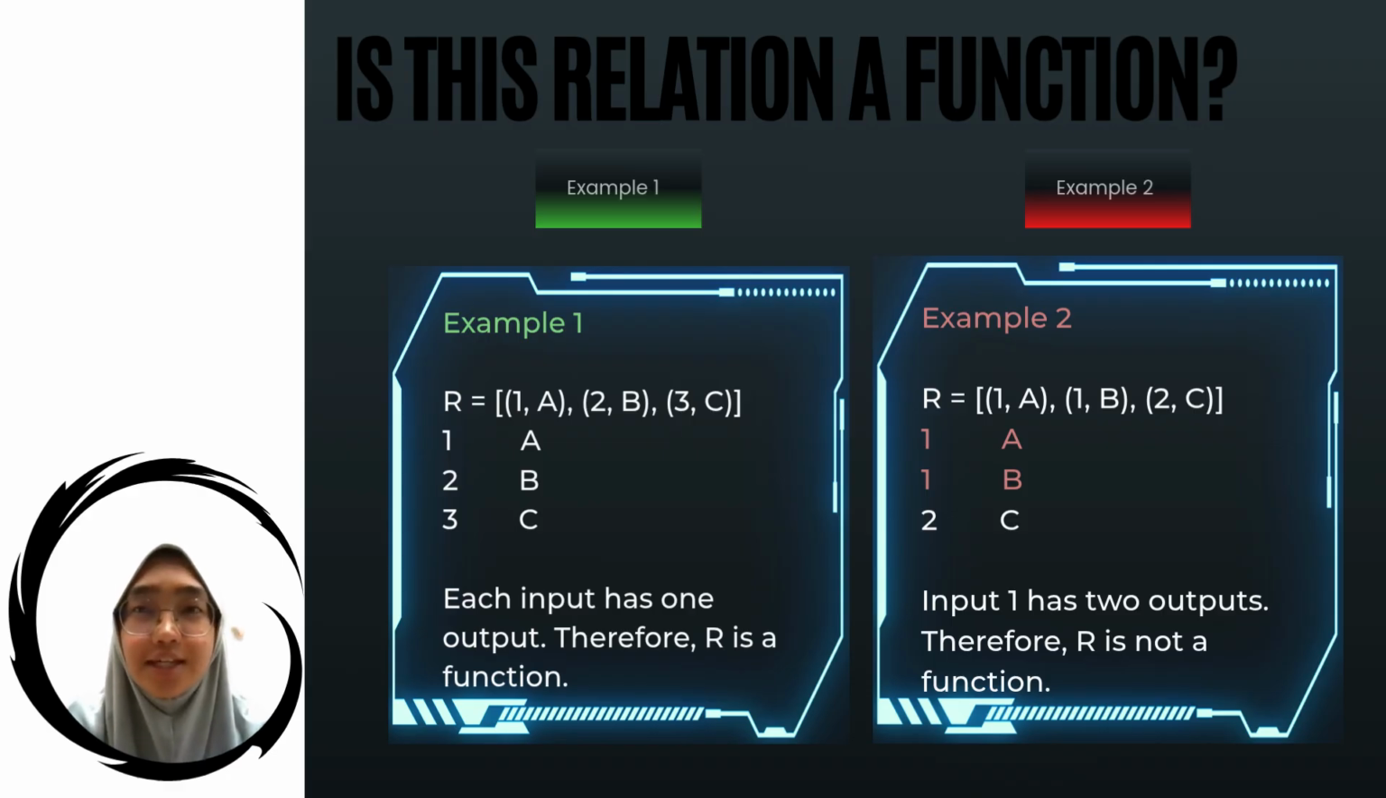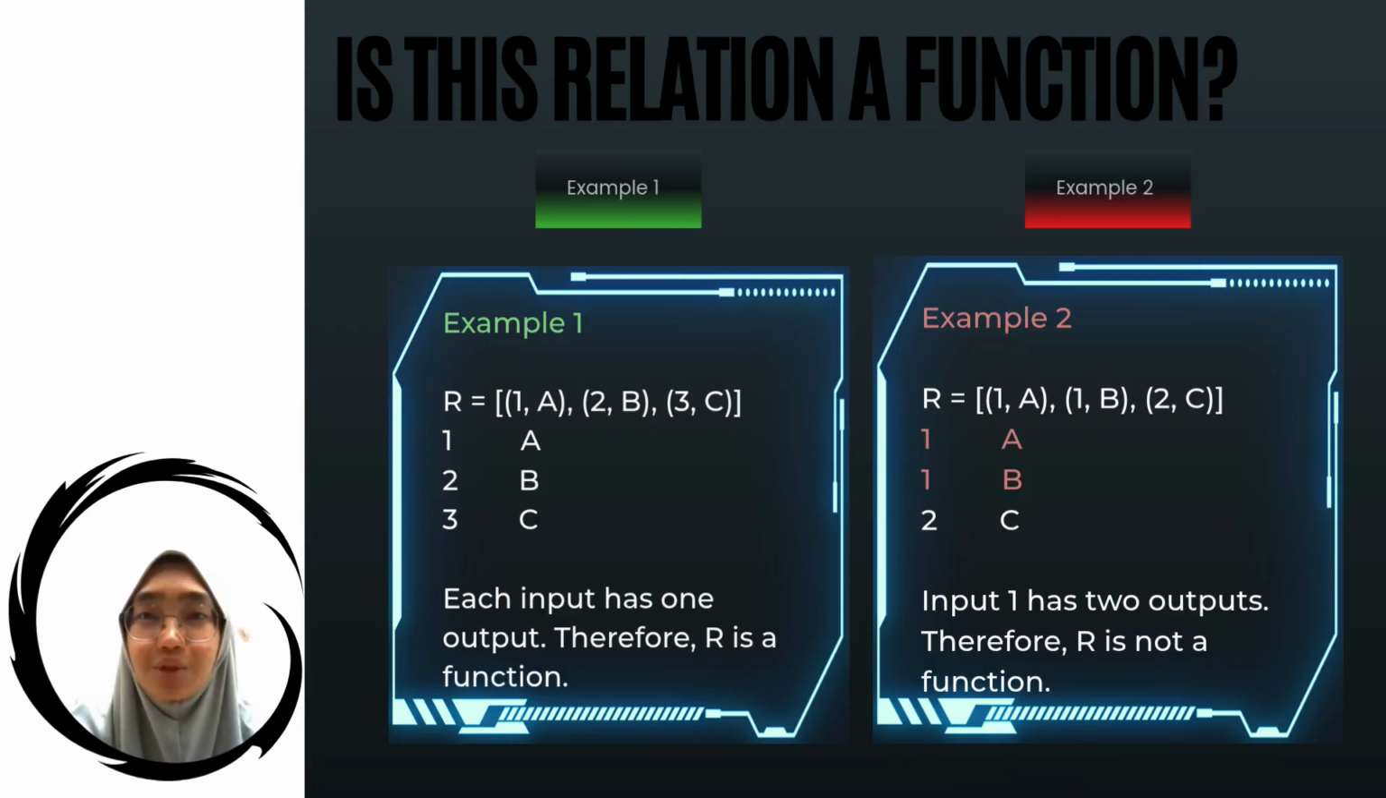The question is: is this relation a function? To answer this question, we only need to check one rule. Does every input have exactly one output? Let's begin with example 1. Here, every input is connected to only one output. Since no input has multiple outputs, this satisfies the definition of a function. Therefore, example 1 is a function.